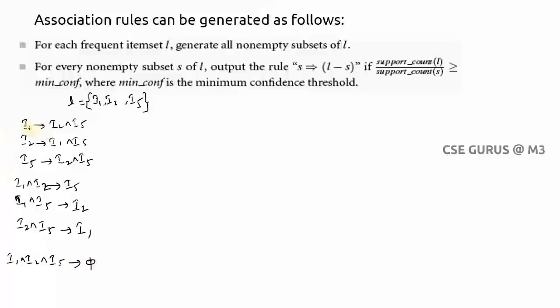So if I observe those rules, the left-hand side and right-hand side are there for every rule except this one. On the right-hand side there is nothing. So that's why we'll neglect this one and we'll take these 6 rules only. So we generated the rules first.